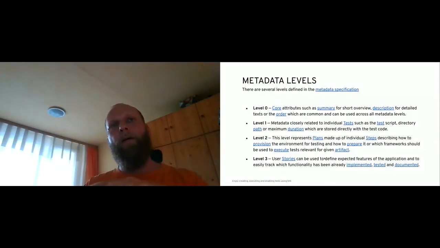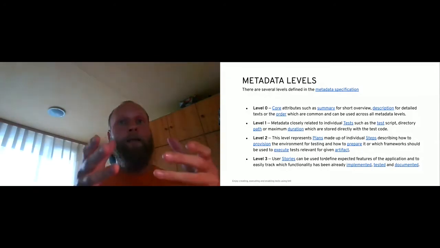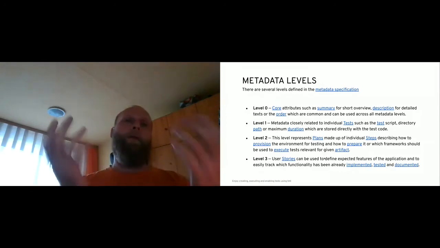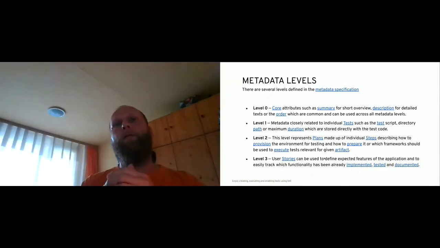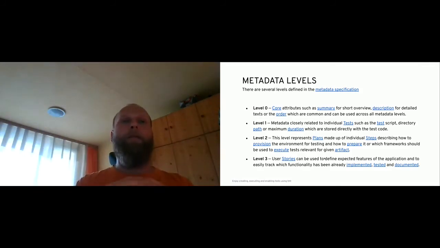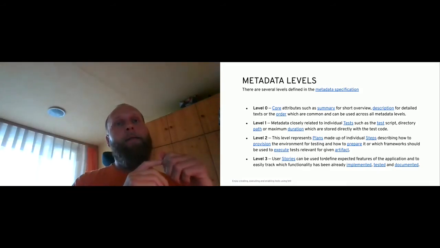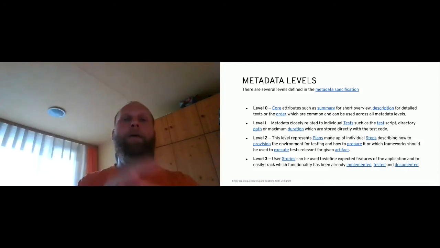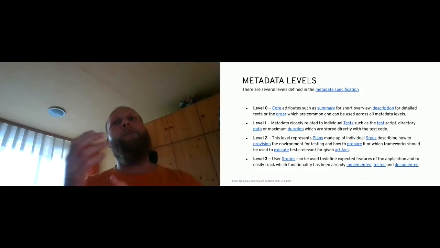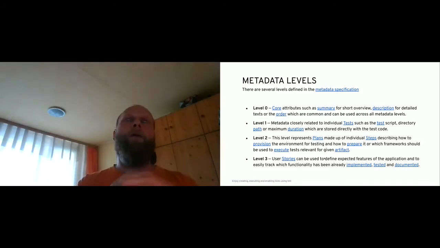Level two, we call those metadata which are related to plans. This is like the set of steps, which is describing how to prepare the environment, how to provision it, how to prepare the packages, and how to execute tests for a given artifact. And recently also added level three, which is used for stories. And this is advanced stuff. If you find yourself sometimes lost, like, what are all the features you would like to implement, and what is already covered by tests and implementation and documentation? So stories could be used for that.